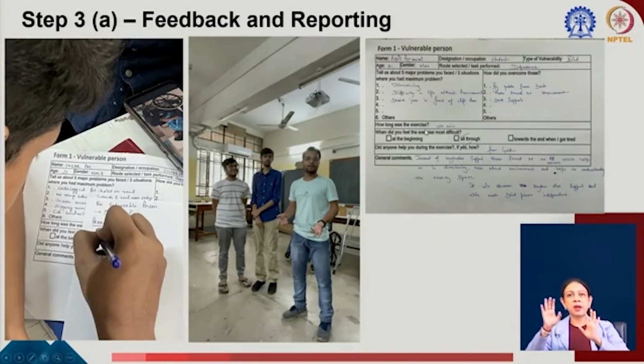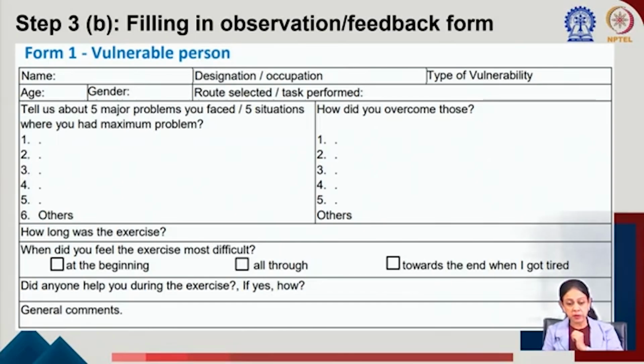The feedback form was made for two categories: one is the feedback form for the vulnerable person, another one is for the person who was the helper. So they were asked a few basic questions. I will show in the next slide what these questions were.